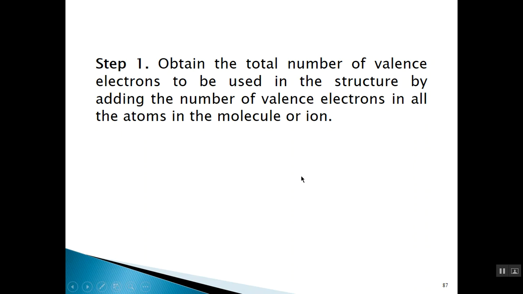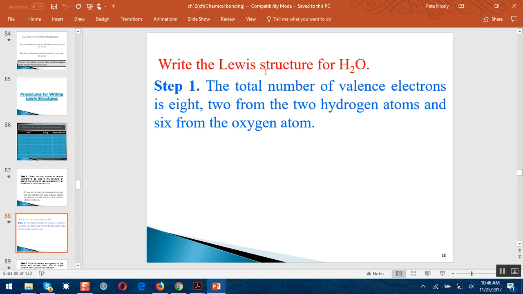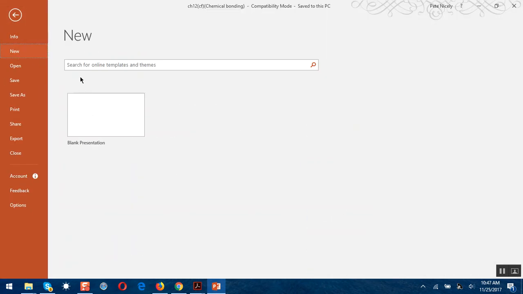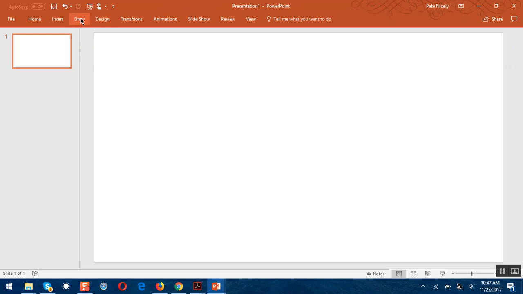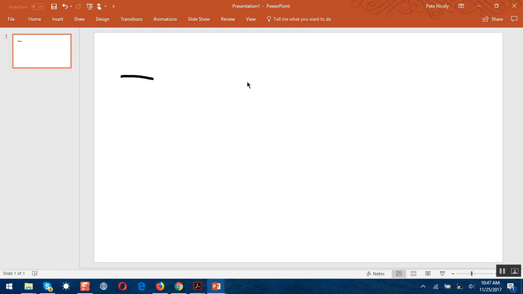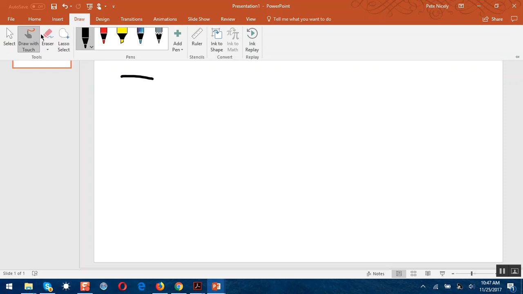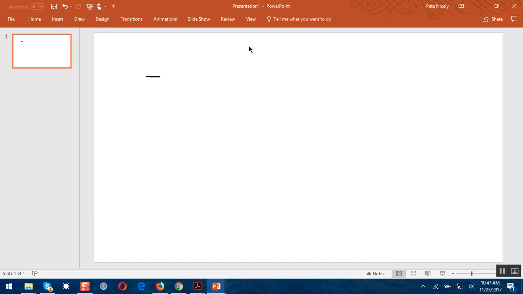I think the best way to explain this is to go directly into some examples. I'm going to skip some of this discussion and show you how I would work it out using the examples provided in this slide. So I'm going to open up a new slide, take these out, and go to the pen function. All right, let me see if it works. Okay, it works. So the first example I'm going to use is water. Let me erase this first.